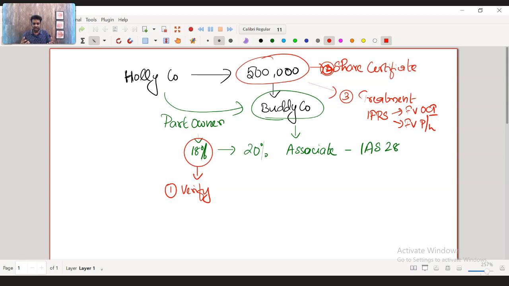Whether the company Wholly Co has made an election, an irrevocable election, to carry the financial instrument at fair value to OCI. If yes, then have they taken the fair value changes to OCI? Recalculate the fair value changes. If not, the fair value changes have to be taken to P&L. So these are the three things that we need to verify. So these three things will become our risk element. So these are the matters that we are supposed to consider.